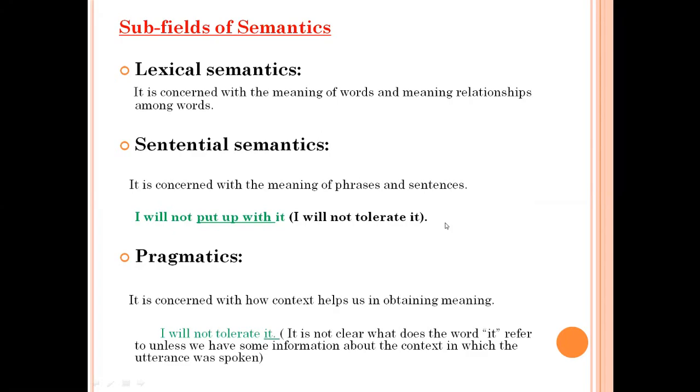And each of them help us in obtaining meaning. প্রতিটাই আমাদেরকে সাহায্য করছে। Sometimes only lexical semantics is enough to get the meaning of an utterance. সেখানে ইন্ডিভিজুয়াল ওয়ার্ডের মানে জানলেই আপনি কিন্তু ওই বাক্যটার মানে বের করতে পারবেন। Meaning of many simple sentences can be obtained in this way.